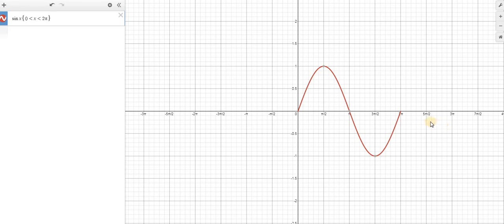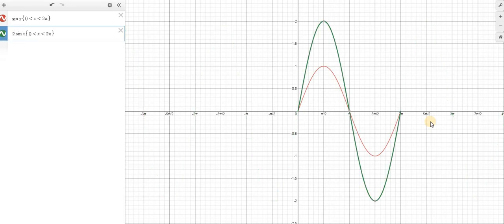Now if you imagine if you want to graph 2 sine x, now the amplitude is 2 and it is going to change from -2 to +2. So we have a vertical stretch by factor 2 here because it is like stretch from vertical point of view.